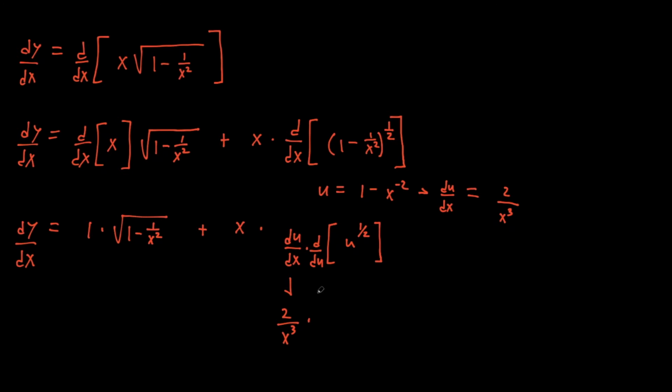And multiply that by the derivative of u to the 1/2, which is going to be 1/2 times u to the negative 1/2. So let's rewrite that as 1 over 2 times the square root of u. Looks like this 2 is going to cancel with that one, so we can get rid of that. Rewrite that as 1, and we can undo our u substitution. So we have the square root of 1 minus 1 over x squared, because we just undid this u substitution.